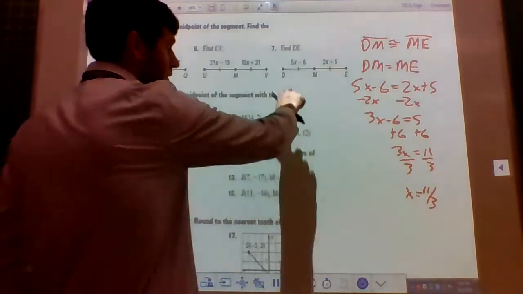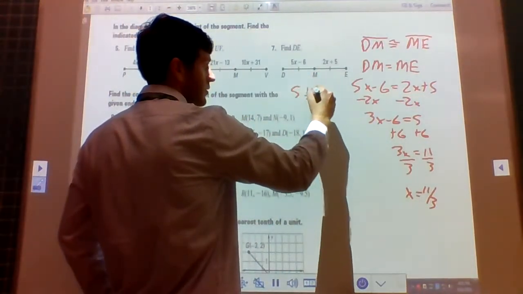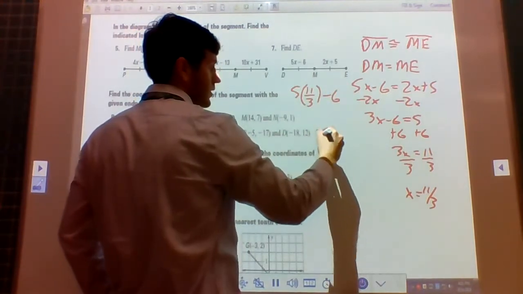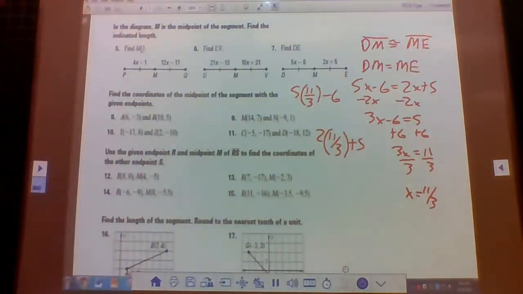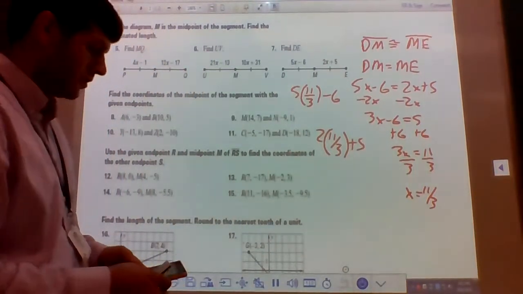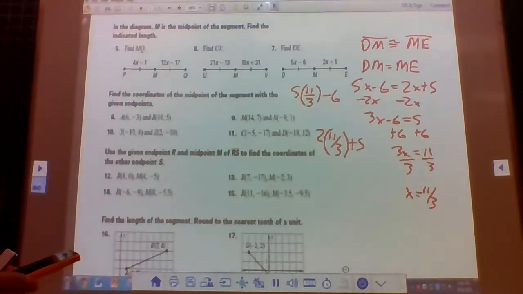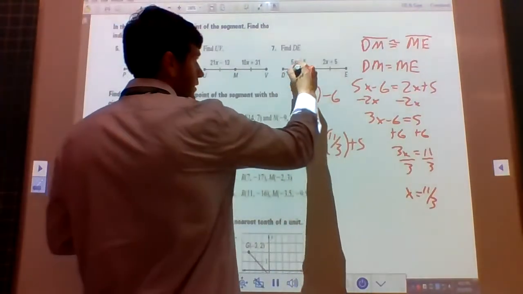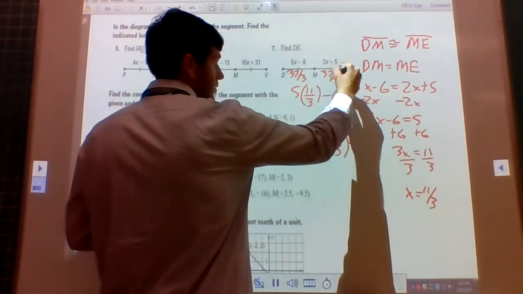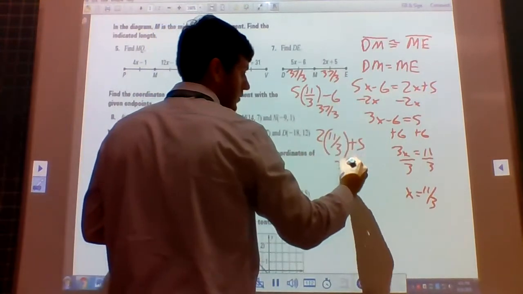We want to find DE, so we need to find 5 times 11 thirds minus 6. We need to find 2 times 11 thirds plus 5. So that's going to be 55 over 3. We'll just put it in. 55 minus 6. Okay, so this is 37 over 3, and this is 37 over 3.